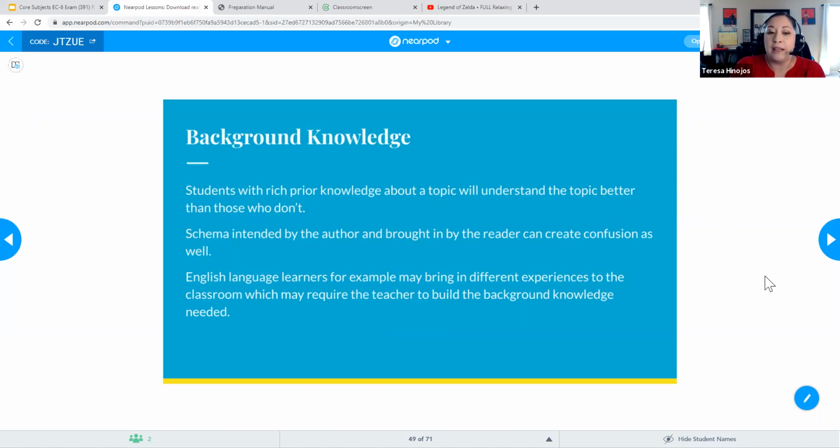So again, when we think of our English language learners, and a lot of times we always think of our students that speak Spanish, but this could be any English language learner, they may bring different experiences to the classroom. And so the teacher is going to have to work on building that background knowledge needed to understand whatever it is that you're reading.